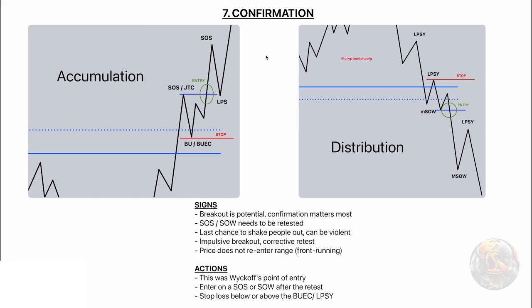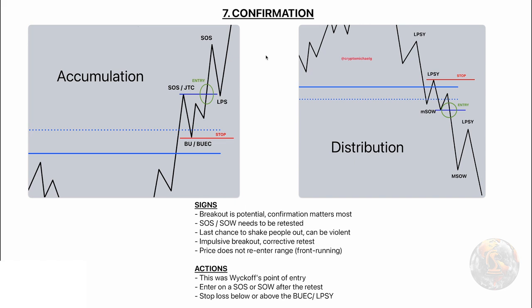And what you want to see at this point is an impulsive breakout with a corrective retest, right? So this is how we can know for sure it's a valid breakout after we get multiple of these confirmations. Nothing is ever 100%. So yes, you will be wrong sometimes, but we're not here to be right every time. We're here to be right more times than we're wrong with good risk management and make money.